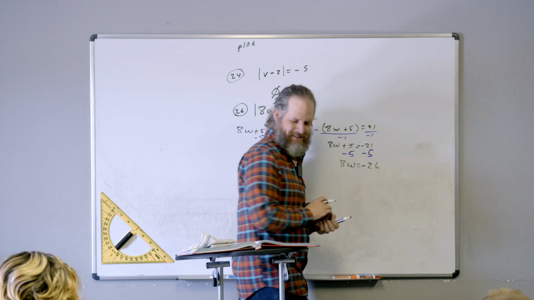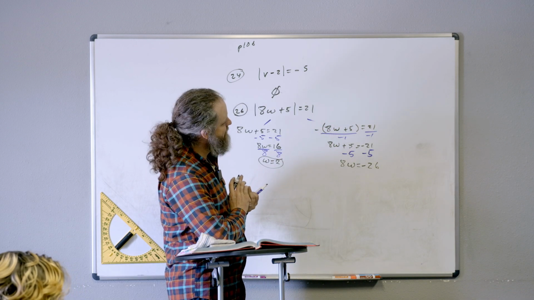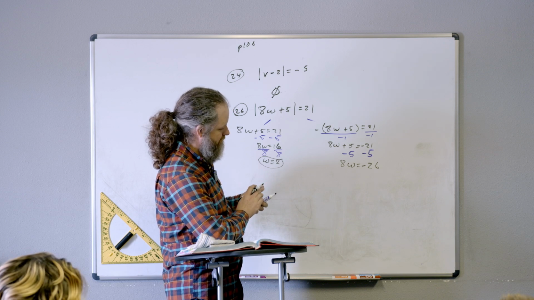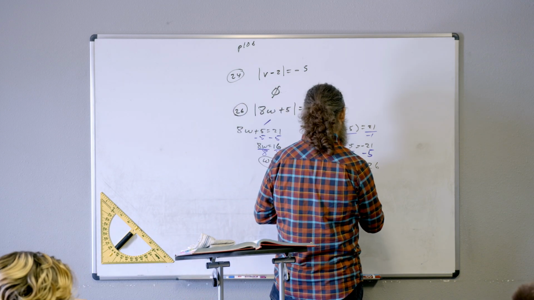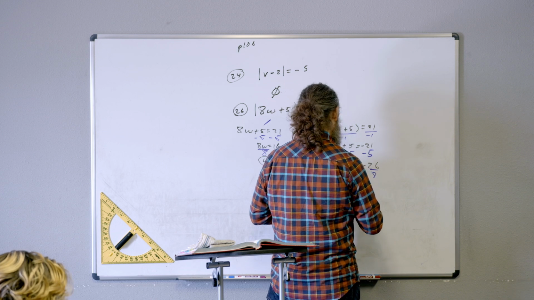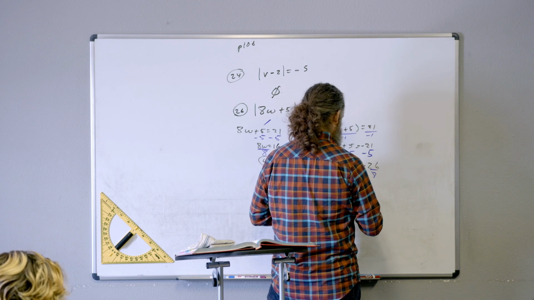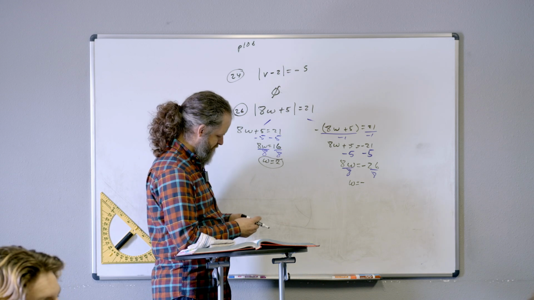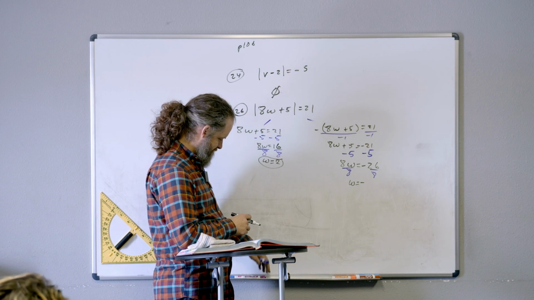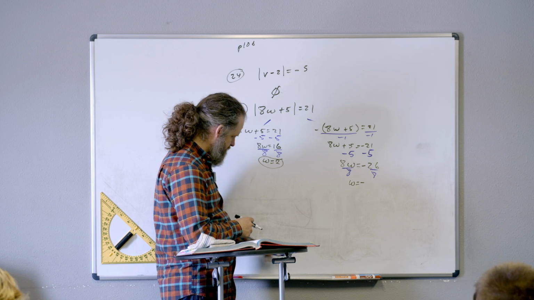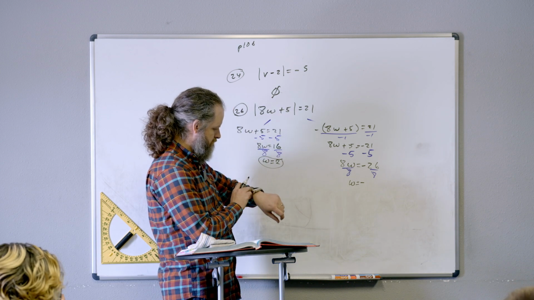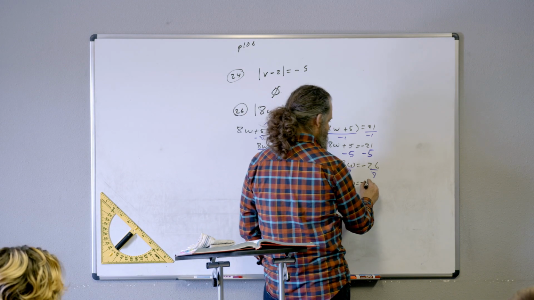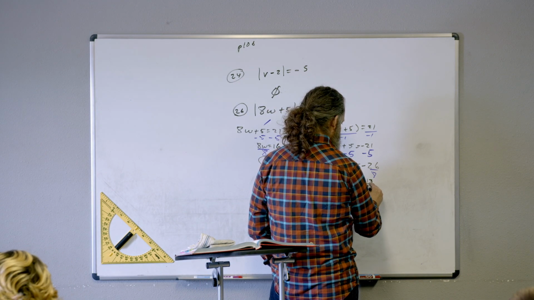Negative 26. Now what? Divide by 8. You were like, I don't know why that took me so long. So w equals negative what? It's a fraction. Negative 13 fourths. It is definitely 13/4.